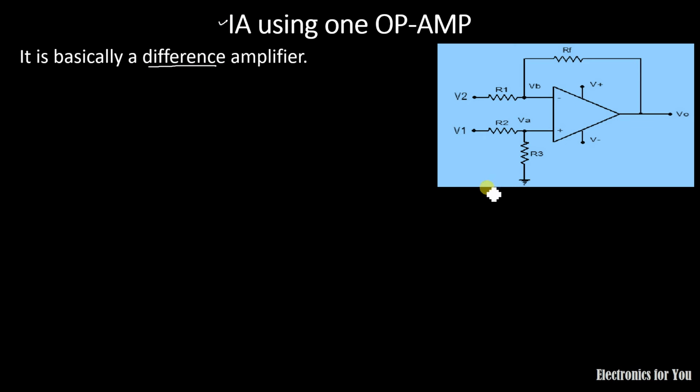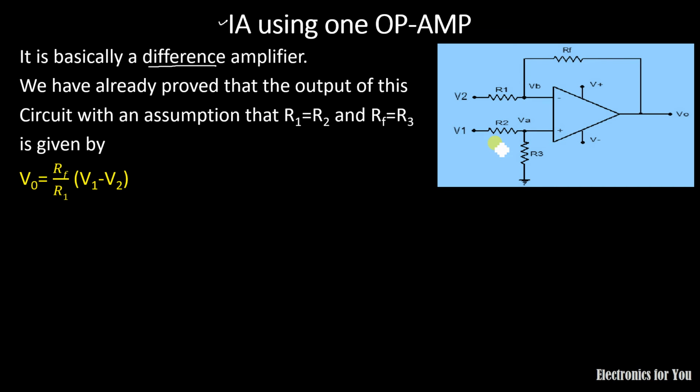It is basically a difference amplifier, as we have already said that an instrumentation amplifier is basically a difference amplifier. So using one op amp, this circuit is of IA using one op amp. Now this circuit is same as the subtractor circuit, and we have already seen the derivation for the output voltage in one video which is about the difference amplifier. You can click here and watch that video for the output expression.